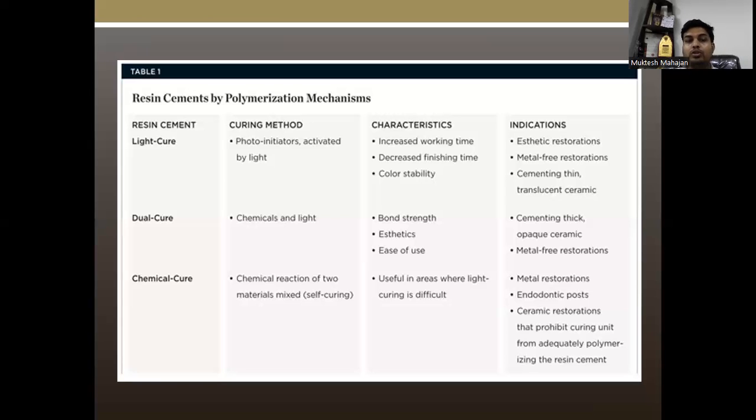Chemical cure: the chemical reaction of the two materials mixed, self curing. Used in areas where light cure is difficult, like post and core. The indications are metal restoration and non-translucent ceramic restoration that prohibit the curing unit from adequate polymerization of the resin surface.